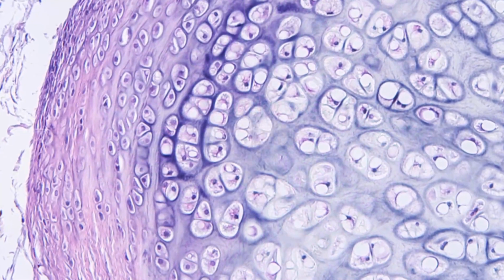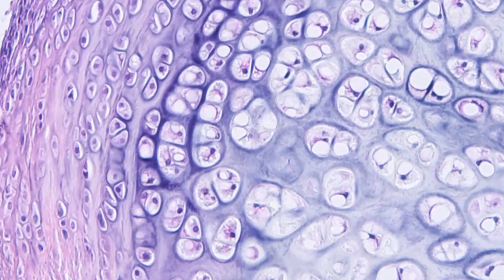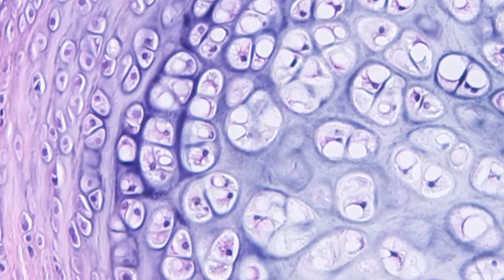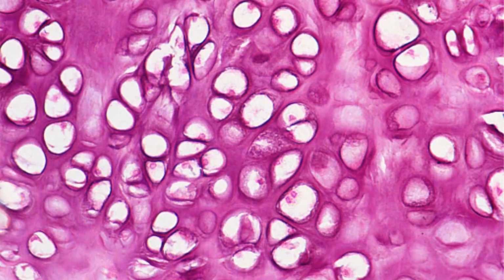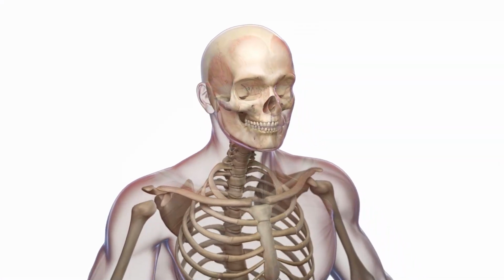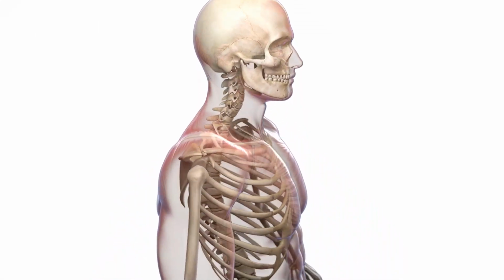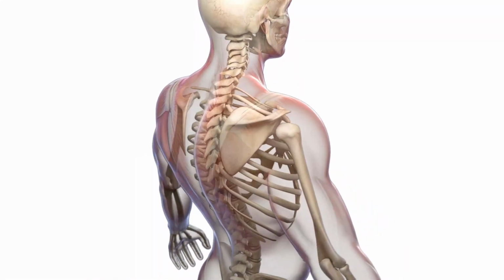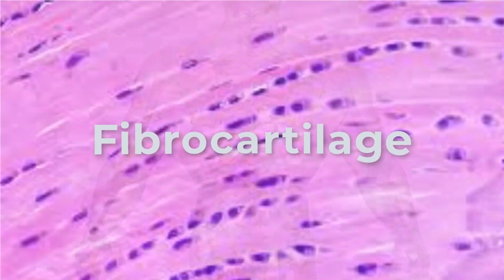The fiber portion of the matrix of hyaline cartilage contains only thin fibrils of collagen that are too thin to be seen with the light microscope. The ground substance has a jelly-like consistency and holds large amounts of water. The structural properties of hyaline cartilage give it the ability to resist compression and provide strength and flexibility.